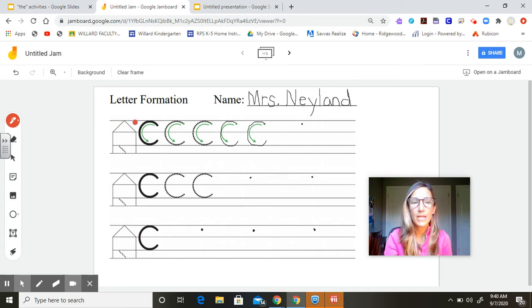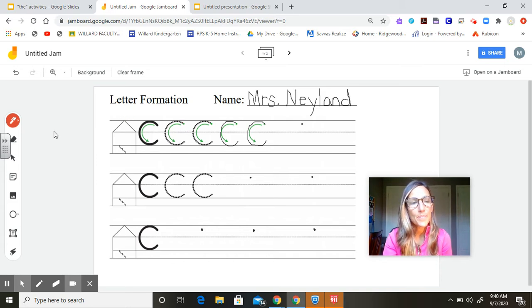The very top line is called the roof line. The next one, the dotted line, is called the ceiling. This bottom one here is the floor line. And you can see the stairs coming down. The line that's at the very bottom is called the basement line. So if you take a look at the letter C, it doesn't quite start on the roof line. You'll see there's a start dot here in green.